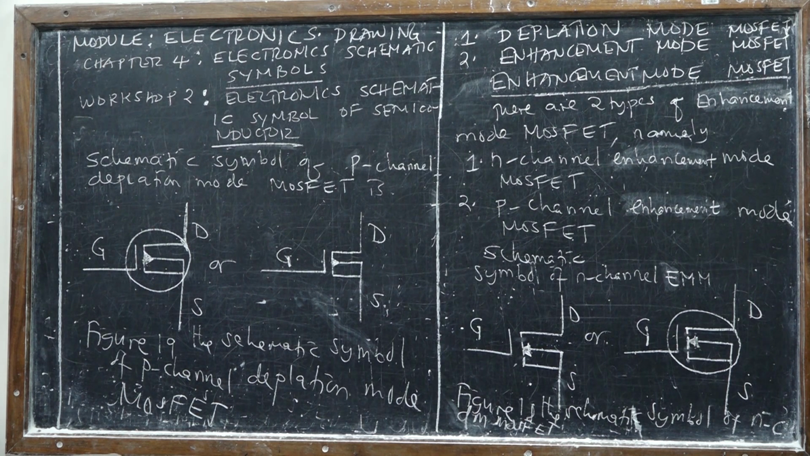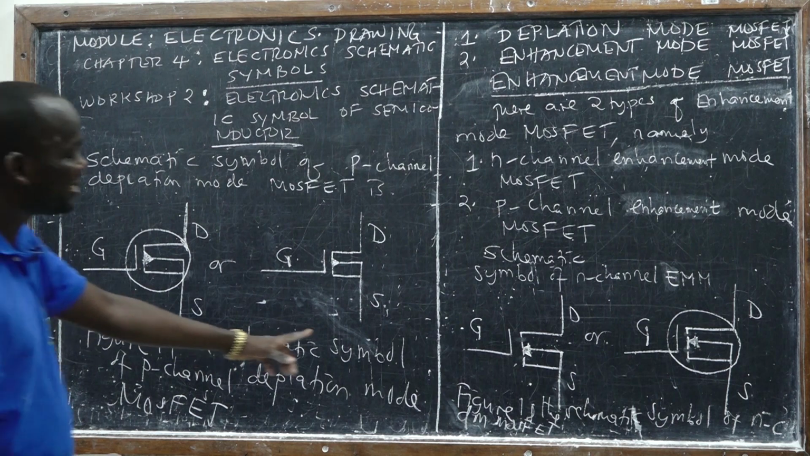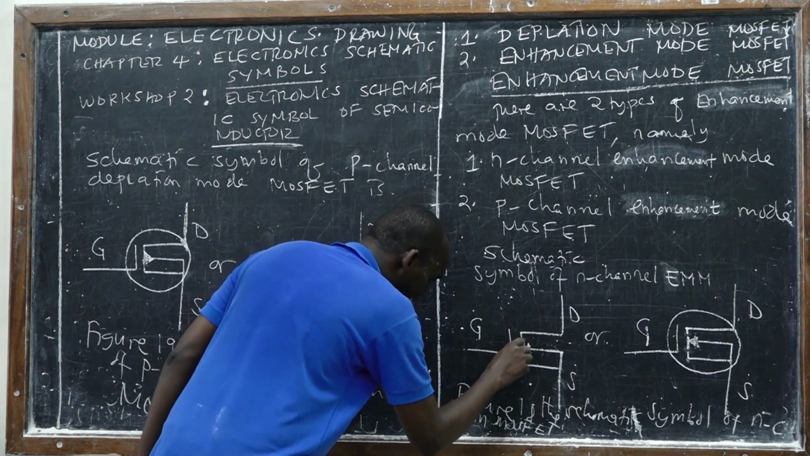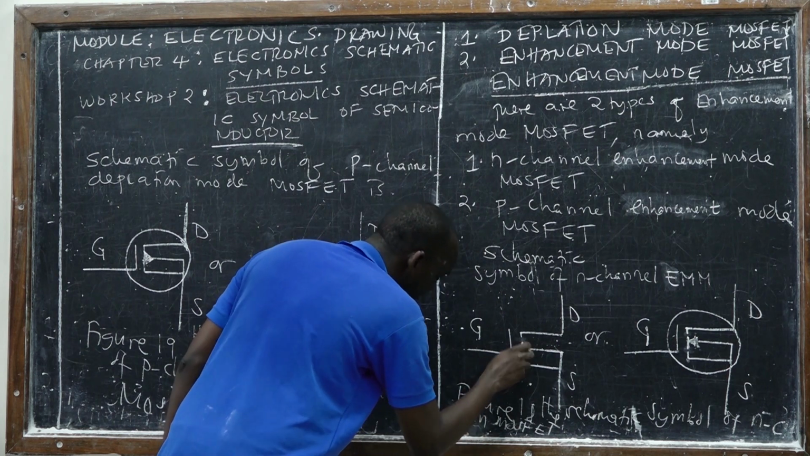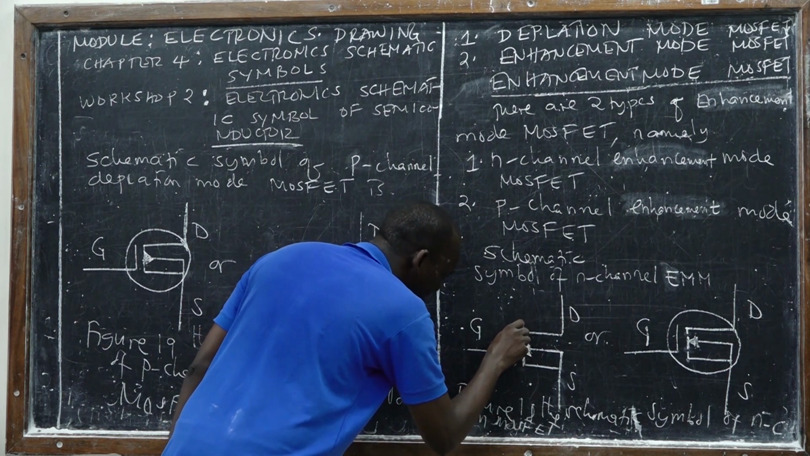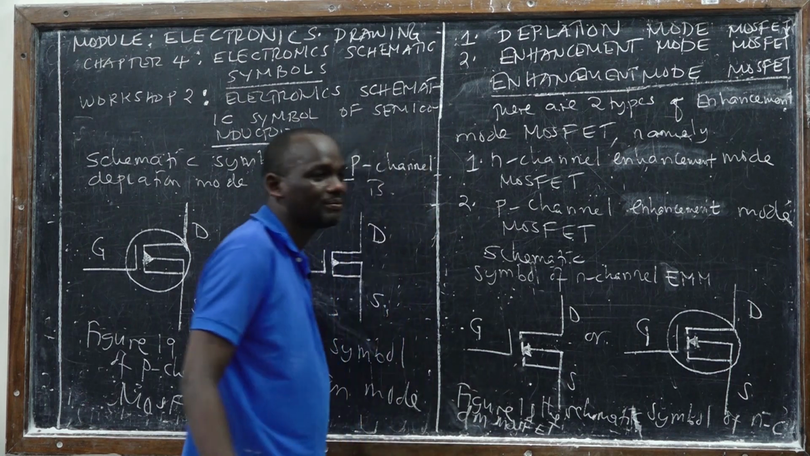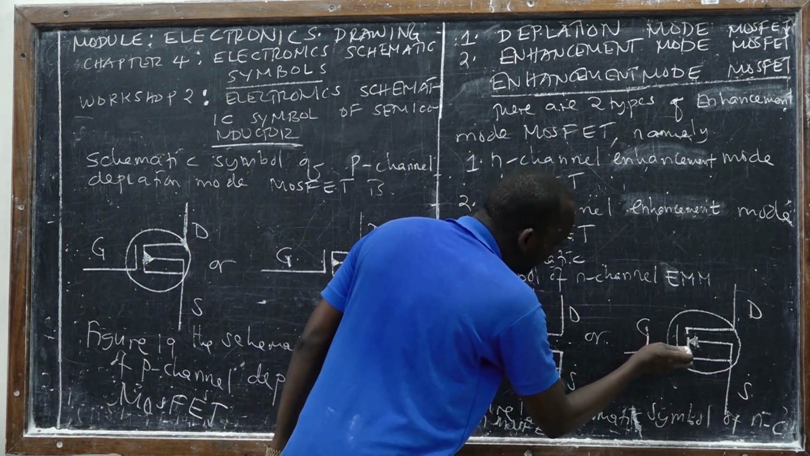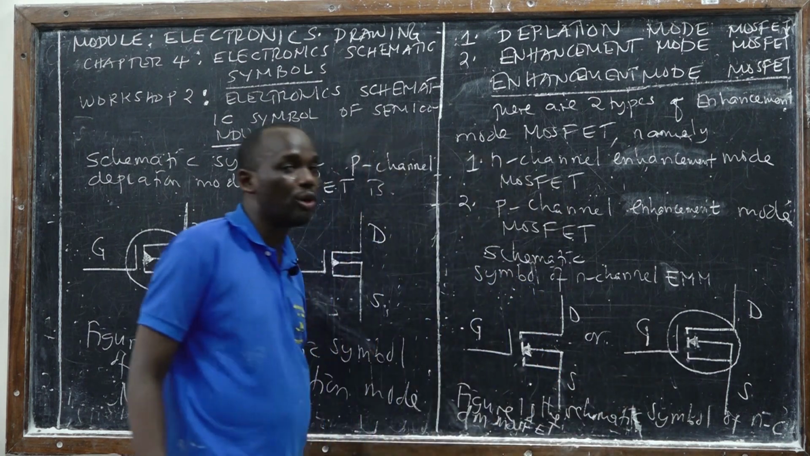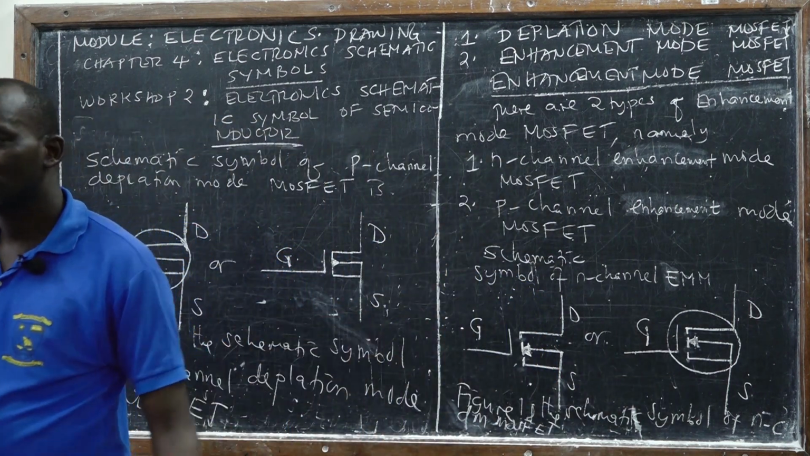Again. So do you see the minor difference? Ah, okay. Then you say yes, but one day you will say no. Is this enhancement or is this depletion? So this is the difference. Here we have three bars, but for the depletion mode we just have one line.